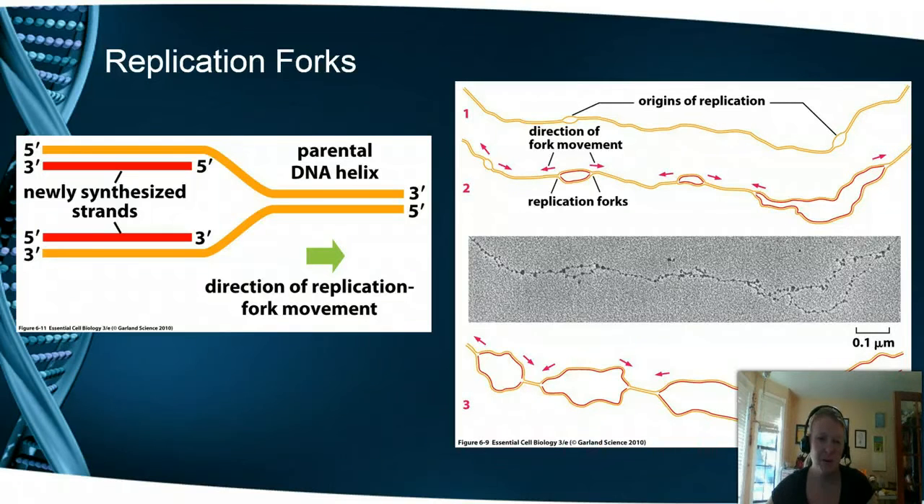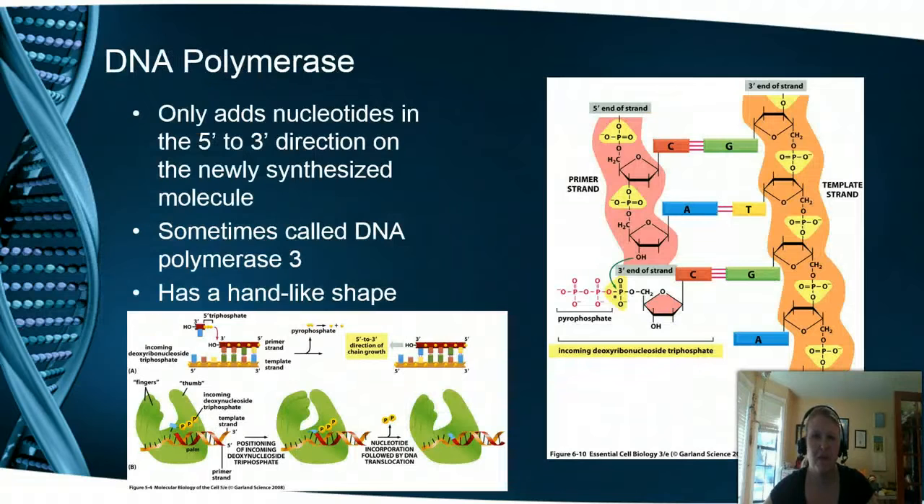And they move pretty quickly, though. We can do replication at about 1,000 base pairs per second. So this is a pretty rapid event, but we still need to have multiple ones so that we can get through everything quickly. So the first enzyme we need to talk about that actually goes through replication.